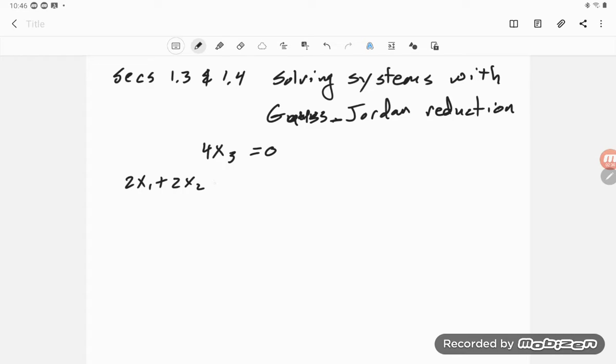2x2 minus 2x3 equals 5, and 5x1 plus 5x2 minus x3 equals 5. Okay, so we have this system of equations.